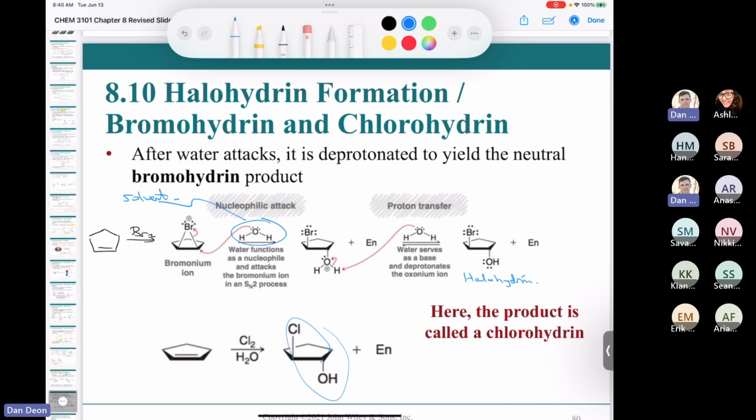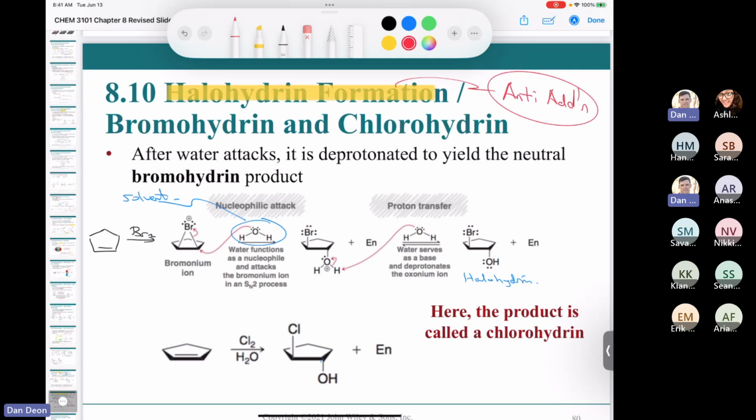Let's just write in here, halohydrin formation. Let's highlight this, and we'll say anti-addition, 100% of the time, no exceptions, okay? It's always anti-addition. Now, here's where it gets interesting. What about regioselectivity? Because you're adding a bromine and a hydroxyl. So where does the bromine go? Where does the hydroxyl go?